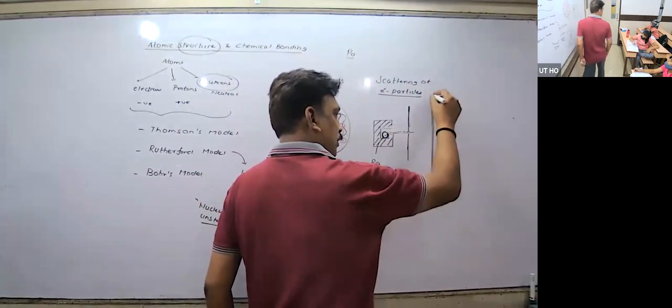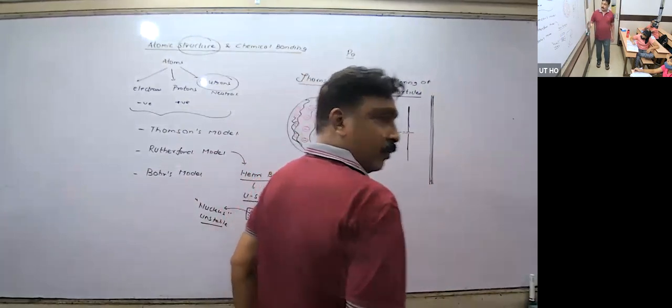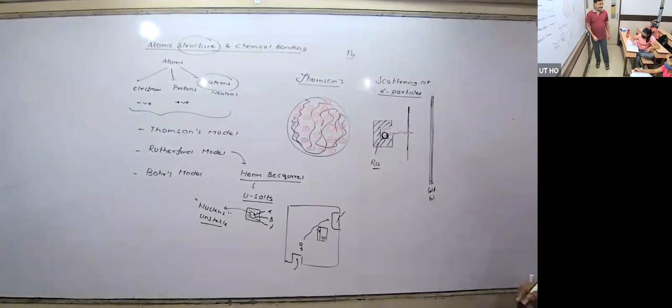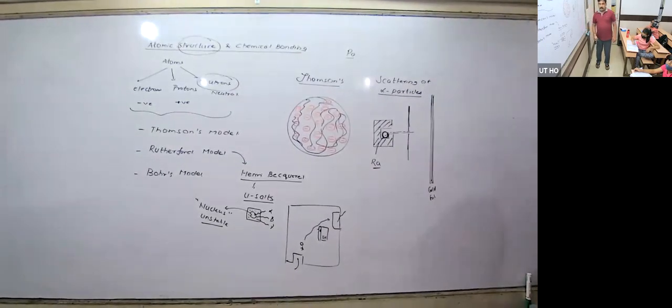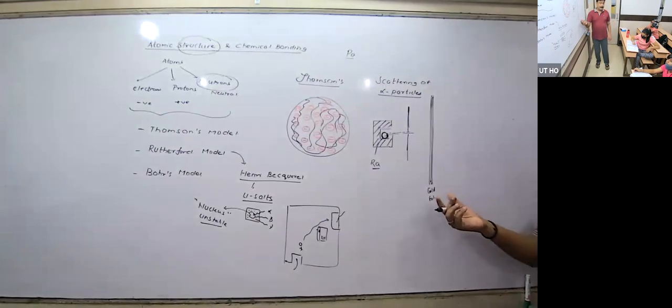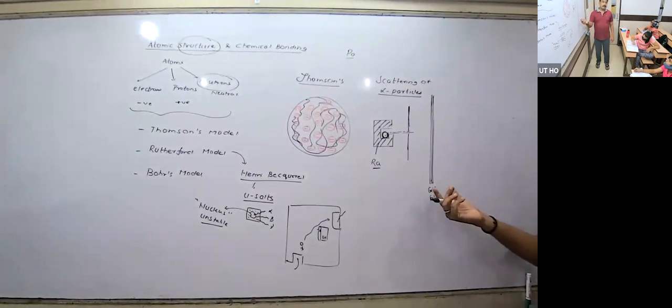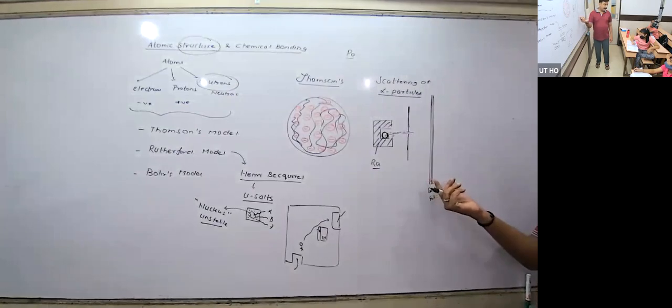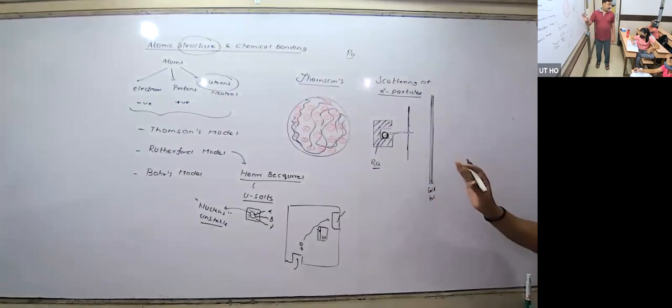ठीक है? Gold foil. ये gold foil रखा हुआ है, ठीक है? Gold foil क्यों रखा? Because first of all it is dense, and secondly it is inert. Inert मतलब उसमें कोई reaction नहीं होता.